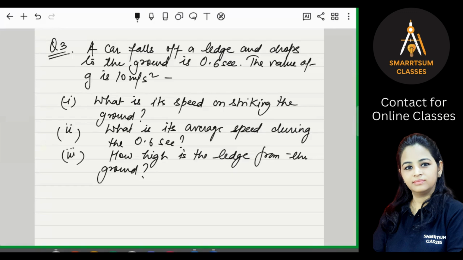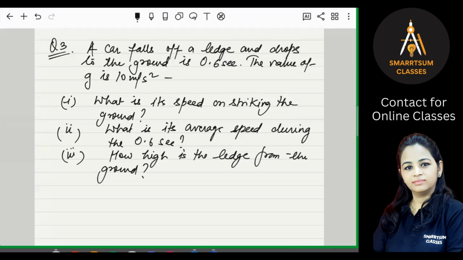Means when this car touches the ground, what was the speed of it? What is the average speed during 0.6 second? You have to find the average speed. And how high is the ledge from the ground? What is the height of the ledge? And what is the meaning of the ledge? Basically, it is a horizontal surface, or we can say cliff, a horizontal surface projecting from a wall. So this car is falling from some height, and the time taken to touch the ground is 0.6 second.